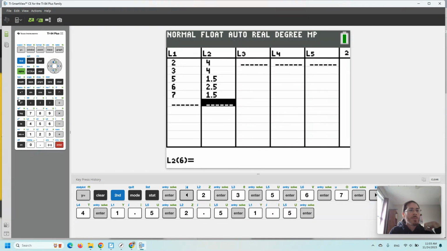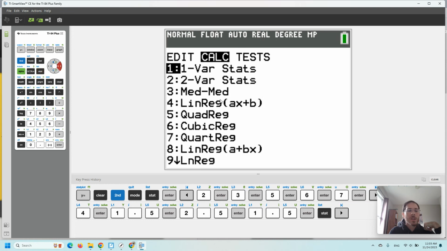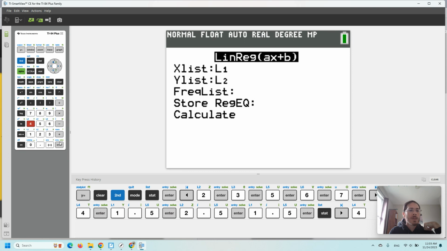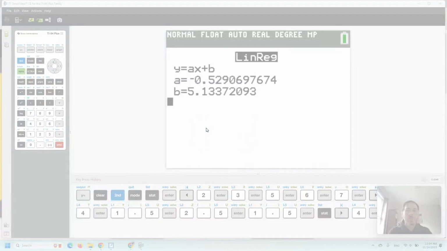I'm going to hit the stat button again. I'm going to press over. I'm going to pick the linear regression, number 4. Press enter a few times. Okay, so this is what the calculator gives me. Now again, this is a little bit interesting because that's not any of the choices. So I don't want to do that. Let's try that again.